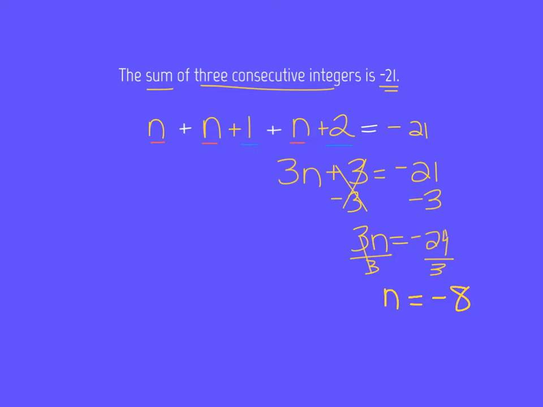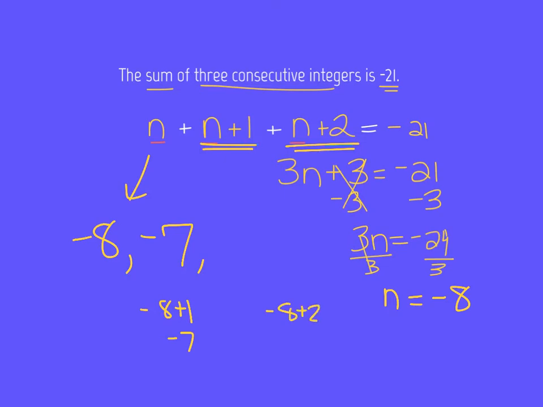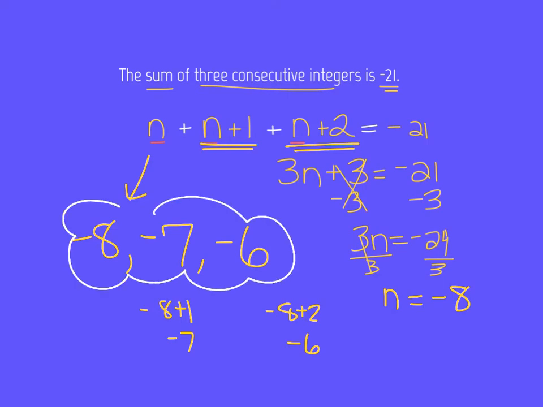Okay, so our first number then would be negative 8. Our second number would be n plus 1, or negative 8 plus 1. That's going to be negative 7. And then our third number is n plus 2, or negative 8 plus 2, and that's going to give me negative 6. Now let's look at this and see if this makes sense for a second.